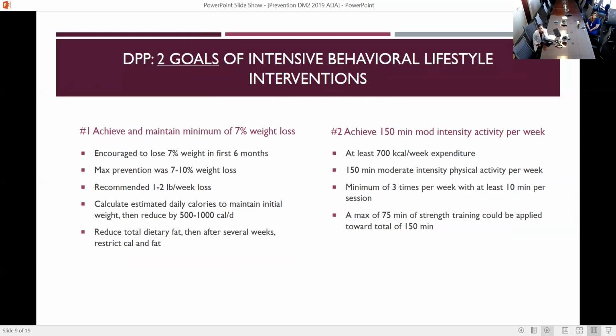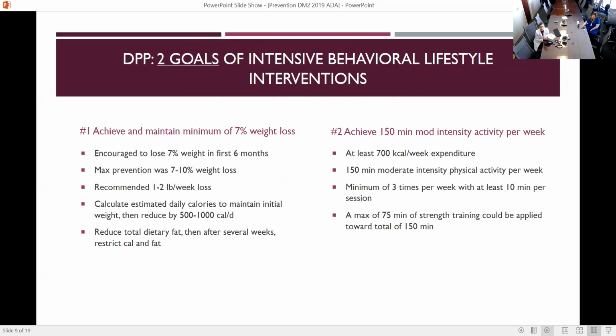So the two goals intended include achieving and maintaining 7% of weight loss, and number 2, 150 minutes of moderate intensity activity a week. They tried to get you to lose the 7% within the first 6 months, and then if you lose up to 10%, you're going to get your maximum prevention. About 1 to 2 pounds of loss a week is ideal if they can maintain that.